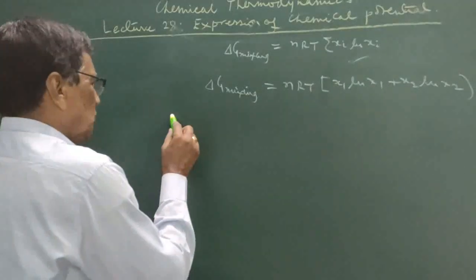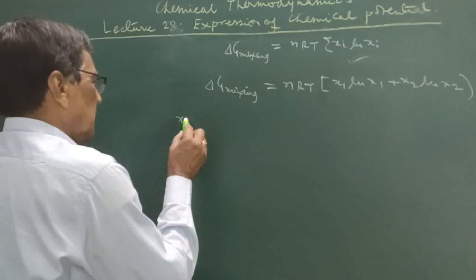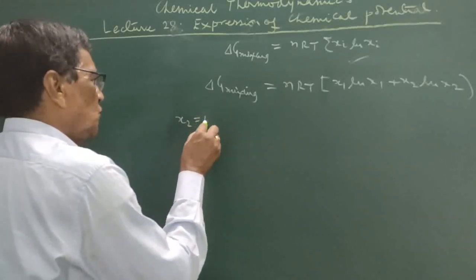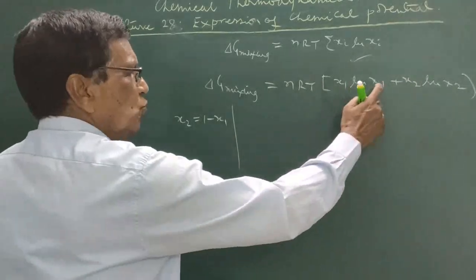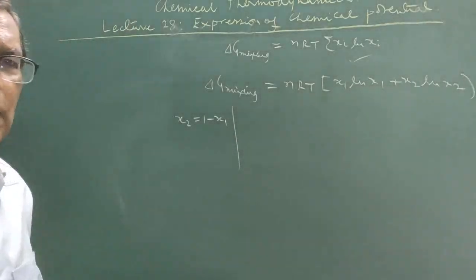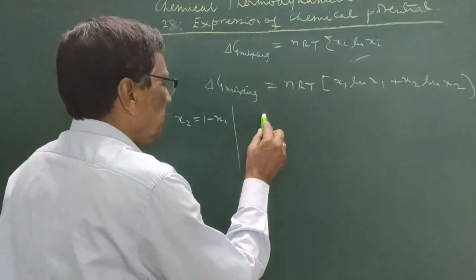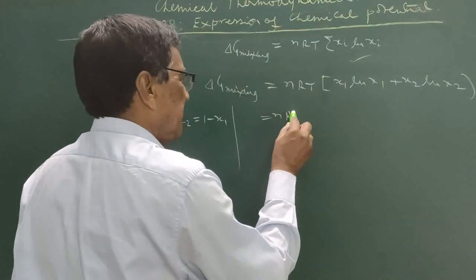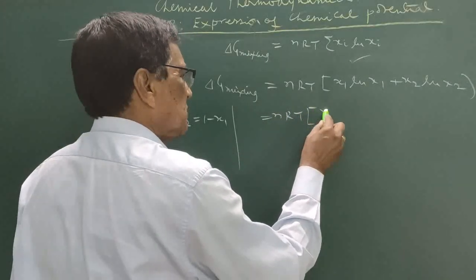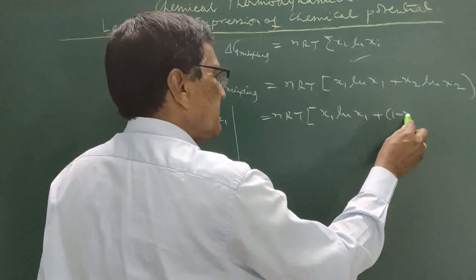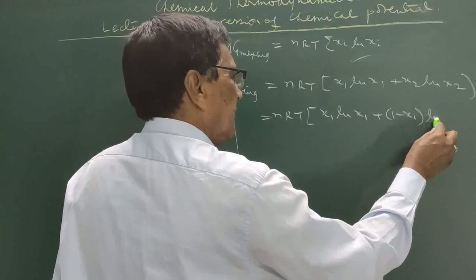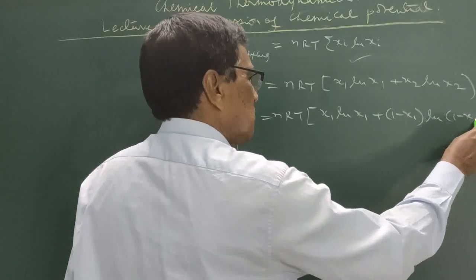If we write x2 equal to 1 minus x1, the two variables are substituted by one variable, and it will be nRT times x1 ln x1 plus 1 minus x1 times ln of 1 minus x1.